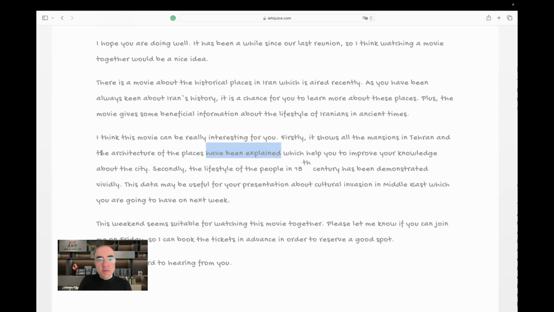First, I think that this is the subject, so it should be has. The second issue is that this shouldn't be present perfect. Like this verb shows present simple, because we're talking about facts here. The movie shows this, the movie explains this, the movie gives us information. It's not like the movie has been giving us information constantly over the past. That's kind of weird.